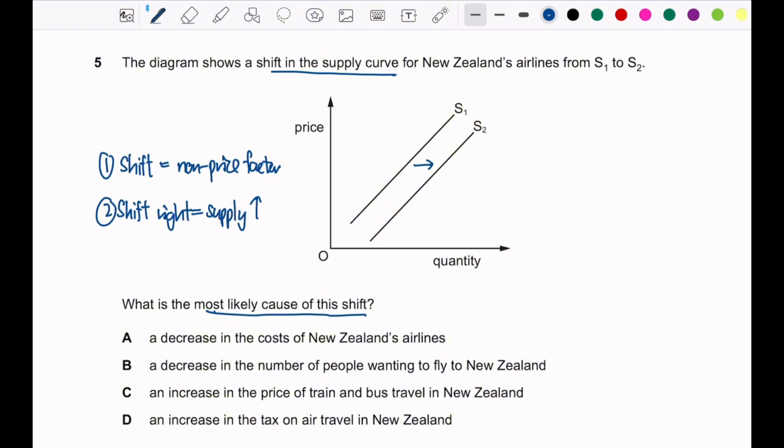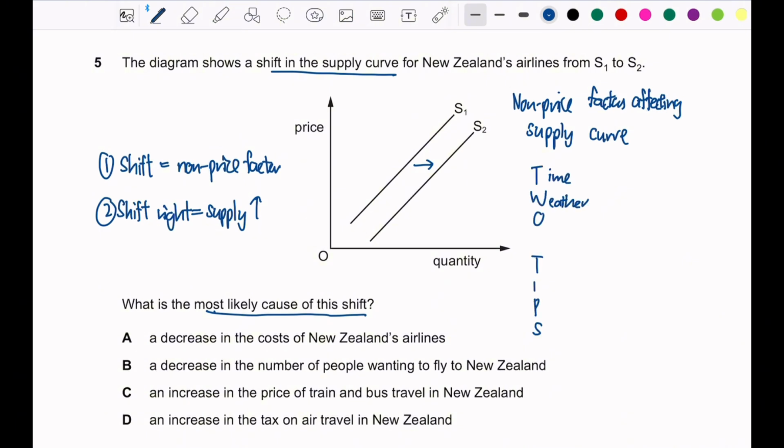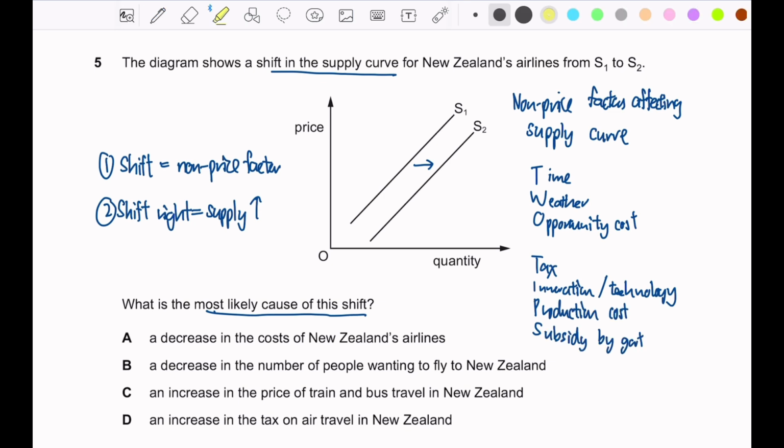Okay, these are the two key conditions that we need to take note of because this will affect how we answer the question. So right now, as we know that this is a non-price factor affecting the supply curve, do you know there's a mnemonics? It's in the textbook, but I'll write it down. So the factors include time of production, weather, opportunity cost, tax, innovation or technology, production cost, and subsidy by government. So only these factors will cause the supply curve to shift right or left.